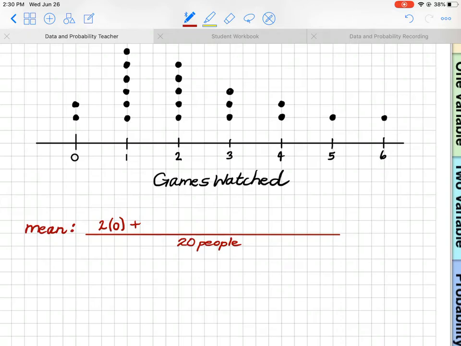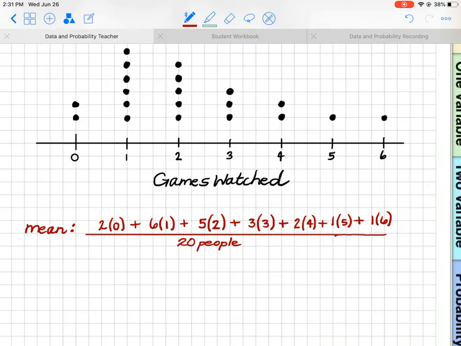Okay, on the 1 I have 6 dots, and they said 1. Then I had 5 people who said 2. I had 3 people who said 3. I had 2 people who said 4. I had 1 person who said 5 and 1 person who said 6. So we need to do some math here.